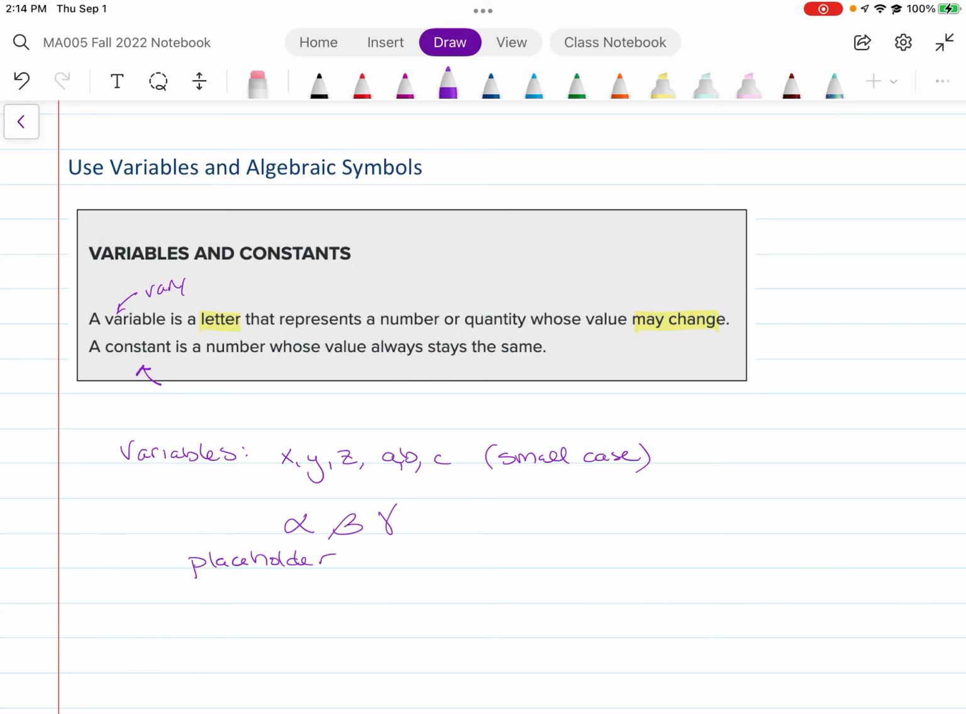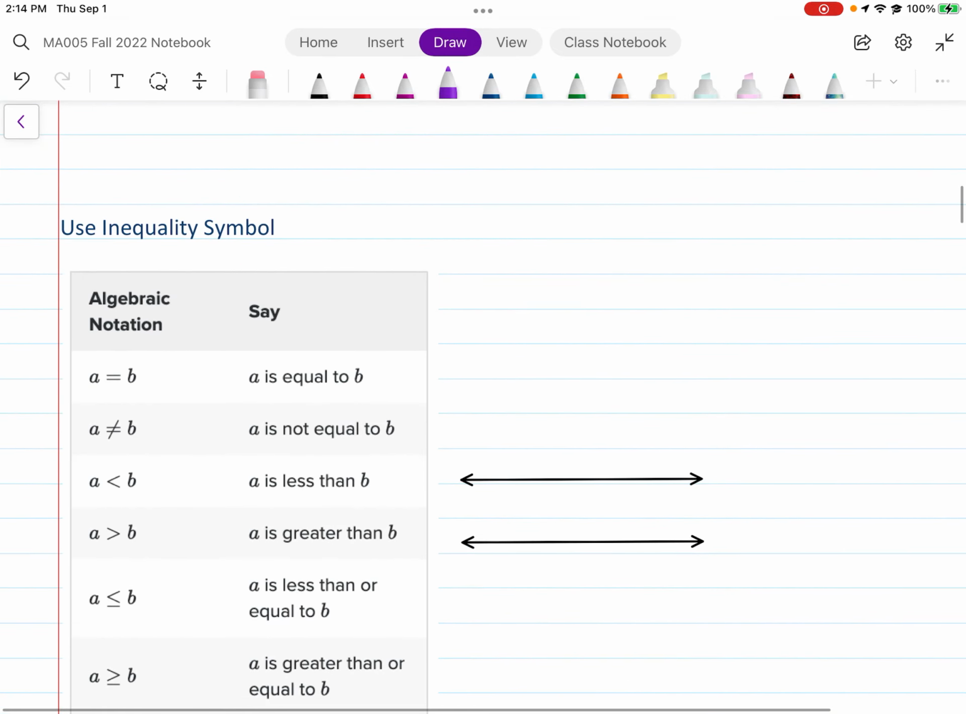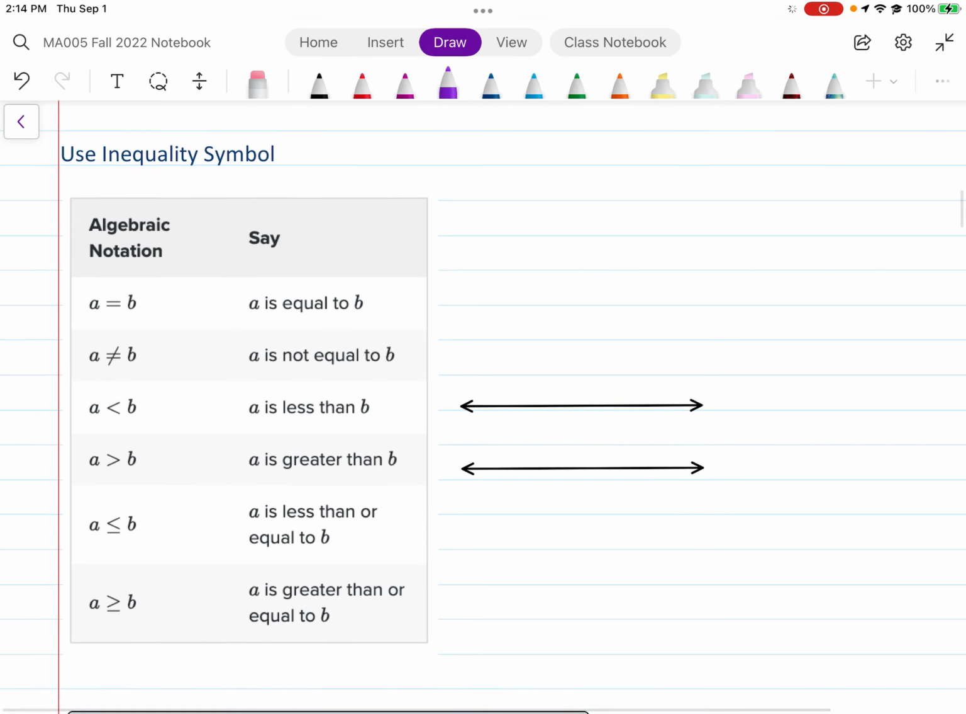And a constant, again, is just a number. It stays constant. All right, using the inequality symbols. So first we need to make sure you understand that this symbol right here means is equal to, or is the same as. And when we see this symbol here, that means it is not equal to. We write the equal sign and put a line through it. That means not equal to.